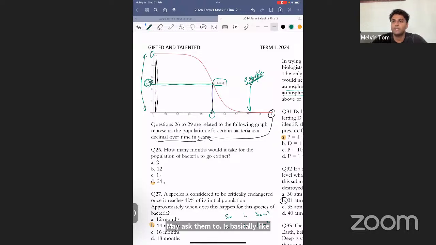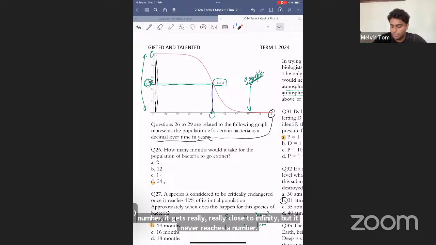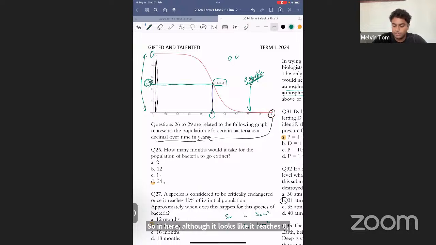But yeah, asymptote. Let me give you an example. In my school, my maths teacher had a funny example. She said an asymptote is like the maths kids in school trying to get a girlfriend. They get closer and closer, but they never end up getting together. So an asymptote is when a line gets really, really close to a number, but it never reaches that number. Here, although it looks like it reaches 0, technically it'll be like 0.0000000 dot dot dot, 1 or something. Do you understand?